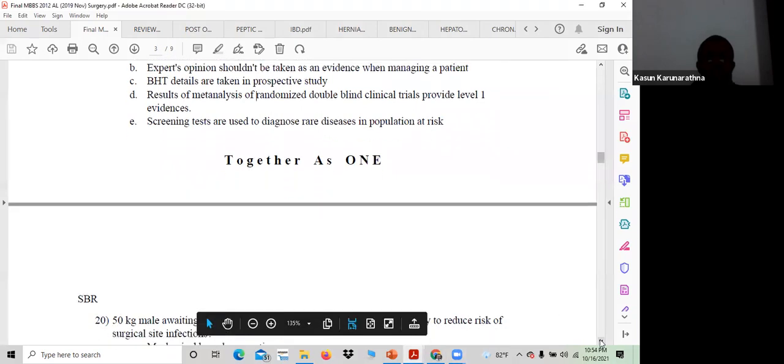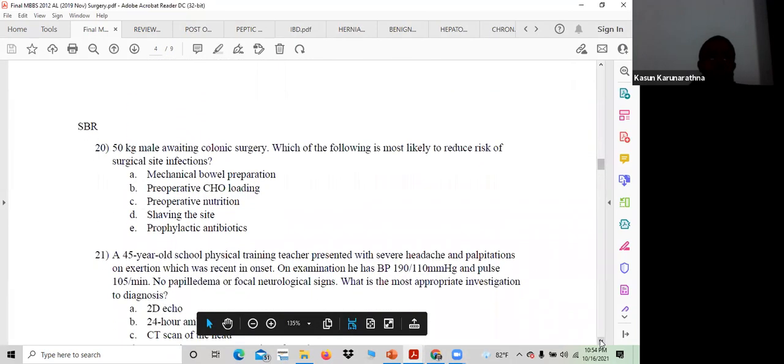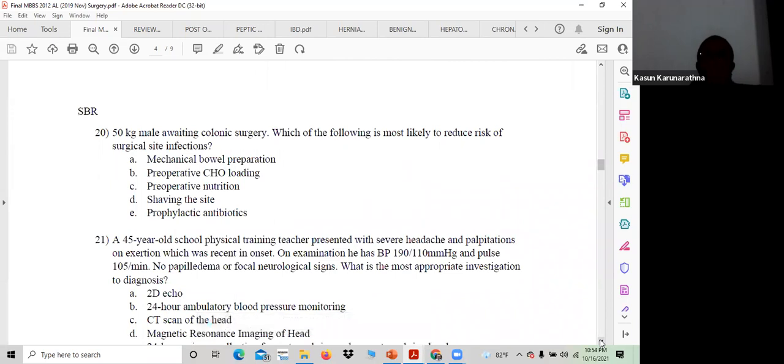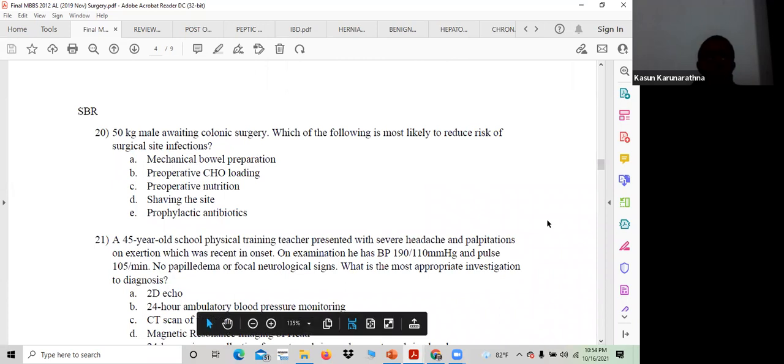Then comes the SBAs. A 50 kilogram male awaiting colonic surgery. You can answer the question. What is your answer? Which of the following is most likely to reduce the risk of surgical site infection? What is the answer for this? Number 20.